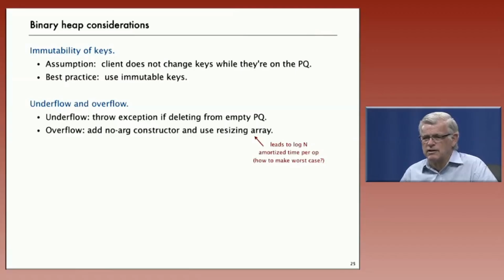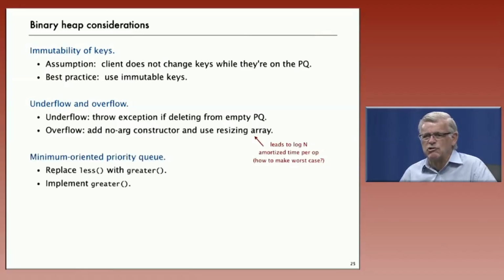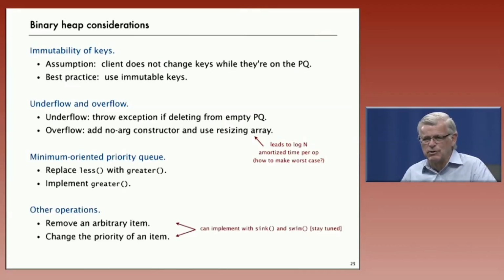The other things that we didn't talk about in the implementation: it should throw an exception if the client tries to delete from an empty priority queue. And we should have a no argument constructor and use a resizing array to account for gradual growth and shrinkage in an industrial strength implementation. Usually we provide two implementations, one that's max-oriented, one that's min-oriented, so that nobody gets confused, and they're the same except less and greater are switched.